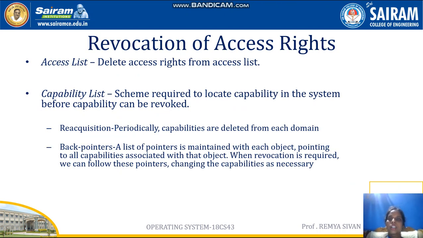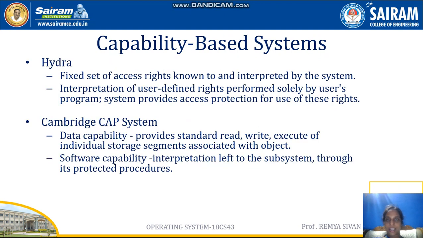And the next topic is revocation of access rights. Sometimes you want to delete an access right from a domain, right? So there are different mechanisms. The first one is reacquisition. In reacquisition, capabilities are periodically deleted from each domain. And the second one is back pointers. With back pointers, a list of pointers is maintained with each object, pointing to all capabilities associated with that object. When revocation is required, we can follow these pointers, changing the capabilities as necessary.